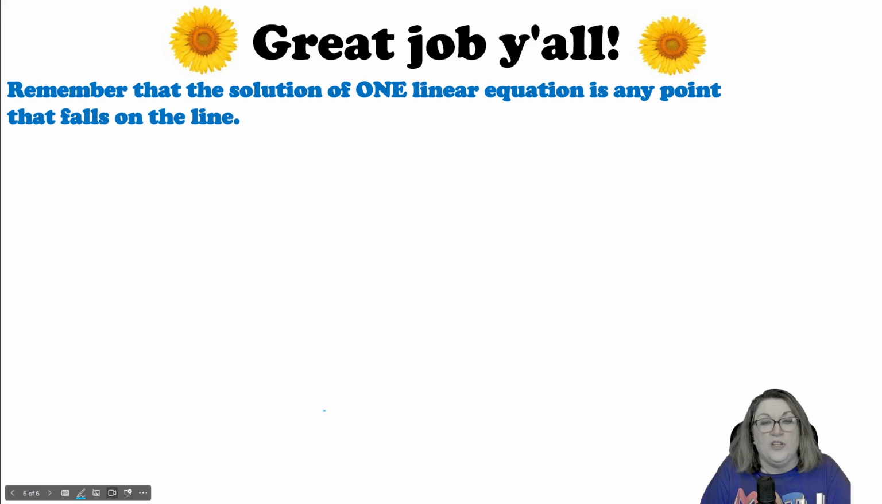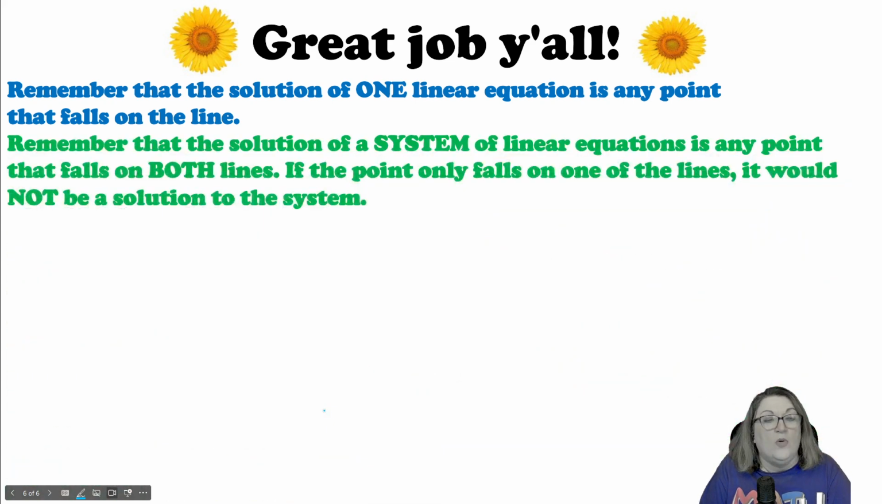Remember that the solution of one linear equation is any point that falls on the line. Remember that the solution of a system of linear equations is any point that falls on both lines. If the point only falls on one of the lines, it would not be a solution to the system.